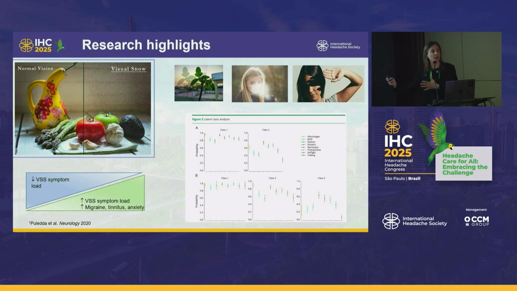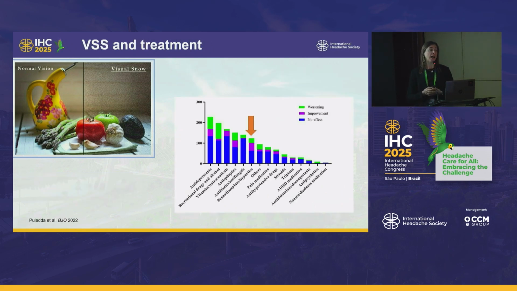But of course, on the other end of the spectrum are the people who we have to worry about, the actual patients. They have a very high symptom load. They have a lot of the associated symptoms, maybe all of them, the ones that I just mentioned before. And they're also highly comorbid with migraine aura, tinnitus, but also difficult-to-treat psychiatric conditions like anxiety and depression. And in fact, these patients are very difficult to treat.